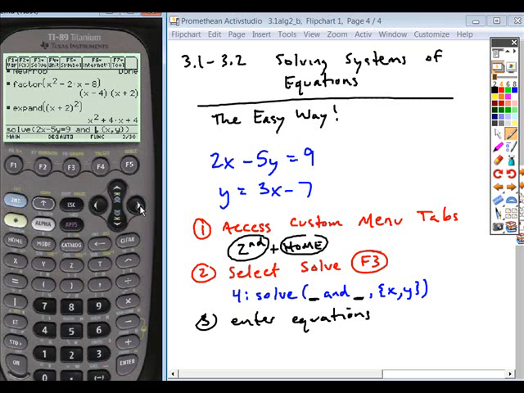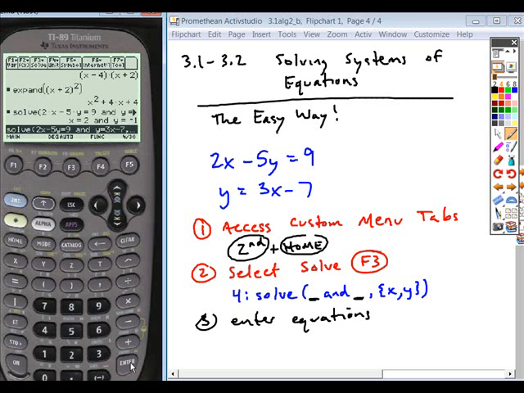And then I move the cursor all the way right before the comma. There has to be a space between the letters in the word and. Then type your second equation, y equals 3x minus 7. And then you just hit enter. It's done. Hit enter, and you get your solution. X is 2, y is negative 1. So you just need to know how to interpret that.